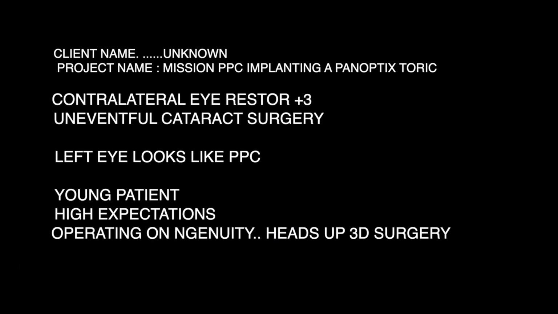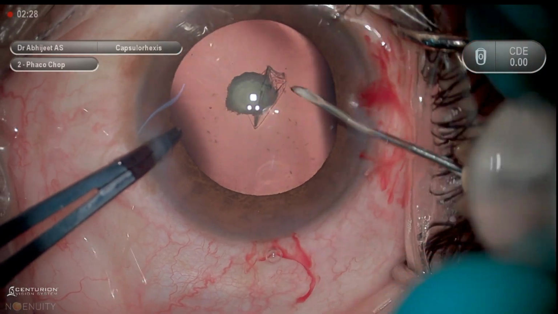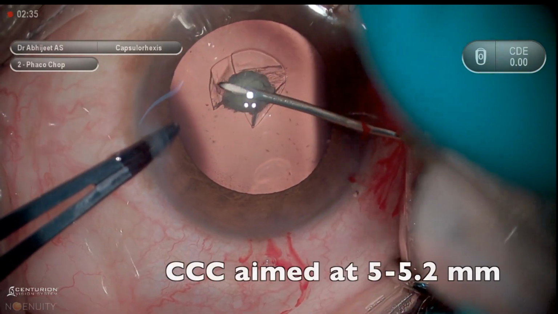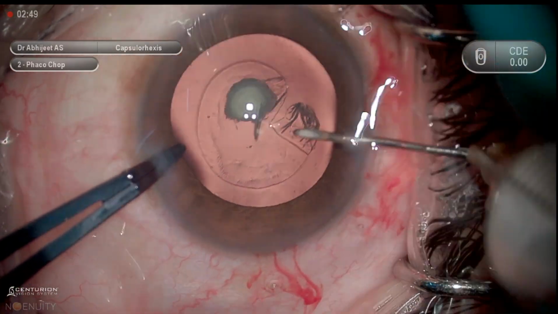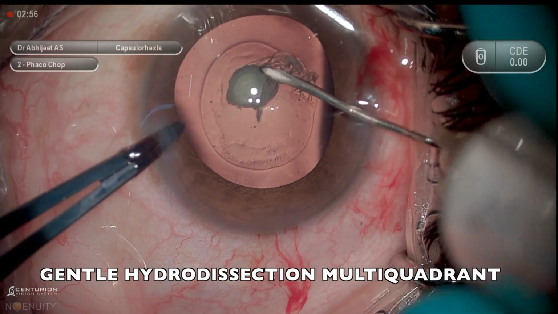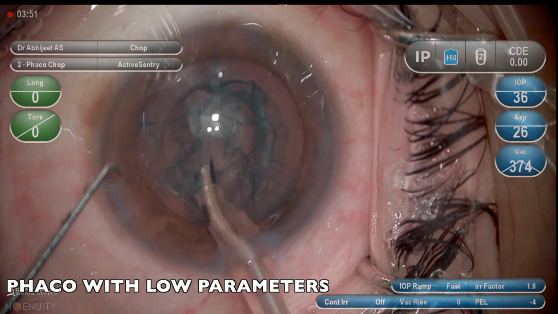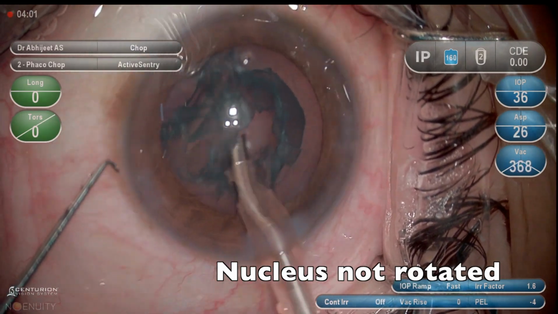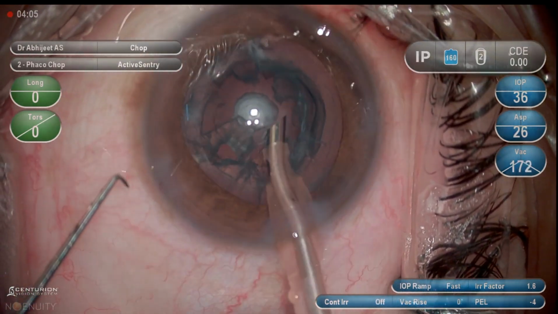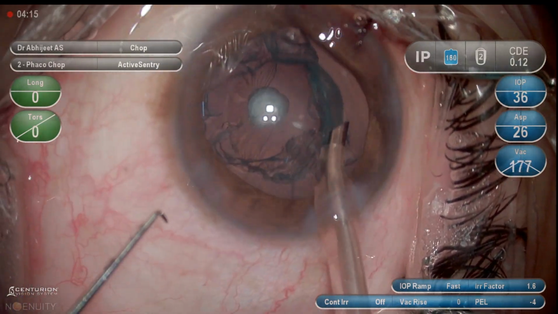These are common cases like posterior polar cataracts, and this was in fact the previous eye which was operated did not have any rent, and we were expecting and hoping that this wouldn't be having a rent either, but we had to treat it like a PPC, so we aimed at a smaller CCC size of around 5 to 5.2 millimeters. We did a gentle hydrodelineation, not a hydrodissection, and there was no rotation which was done for the nucleus.